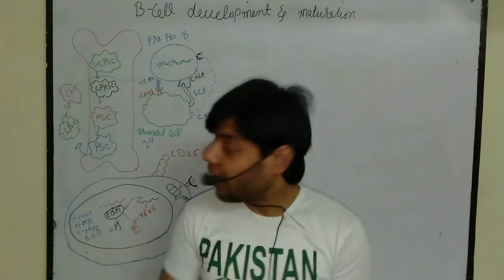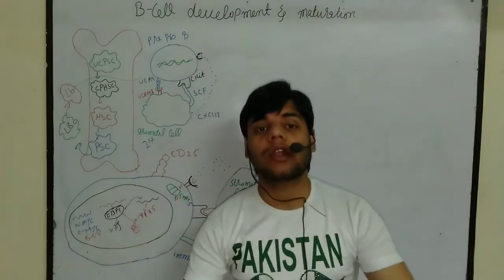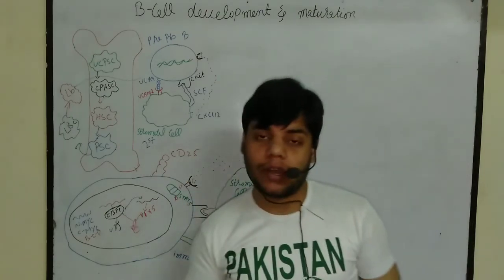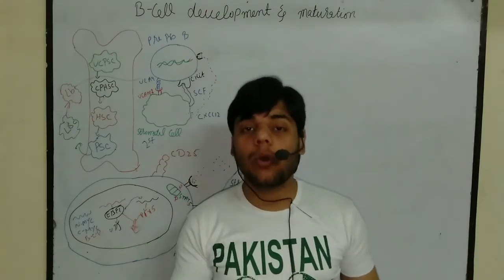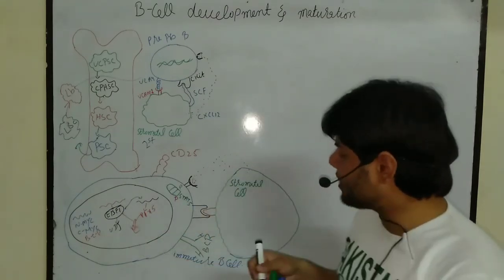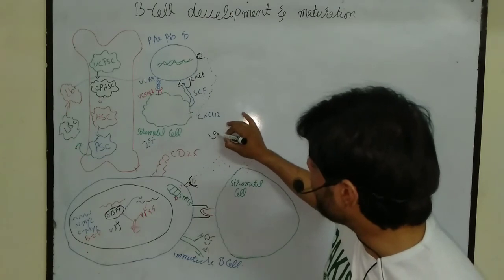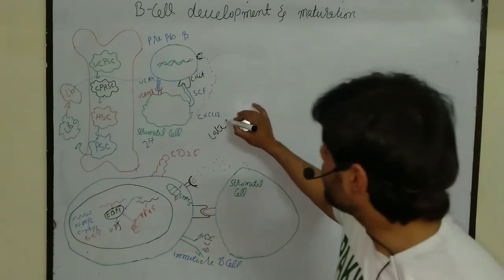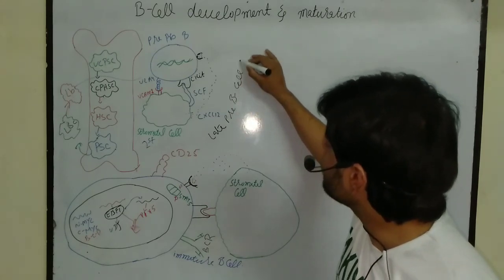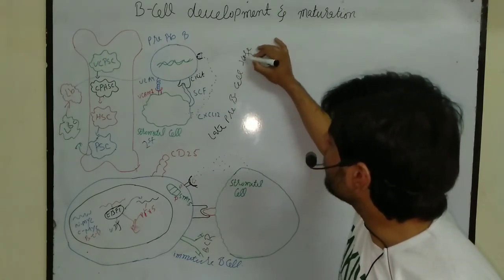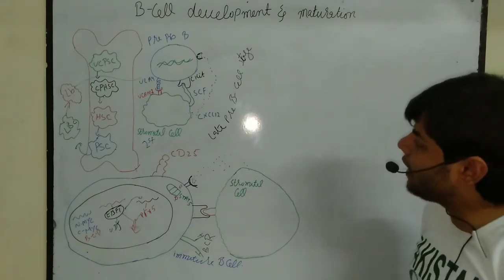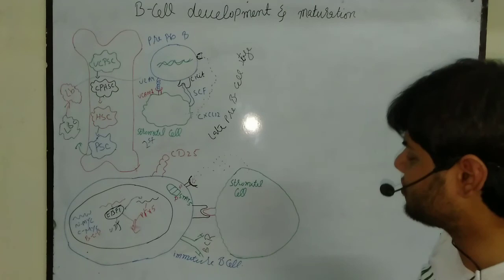Now once we get the immature B cell, it is shifted to the lymphoid organ, which is the secondary organ, or again shifted to the bone marrow for maturation. But most of the time it is shifted to the lymphoid organ, where it will be matured. And remember guys, this stage is actually called the late pre-B cell stage.